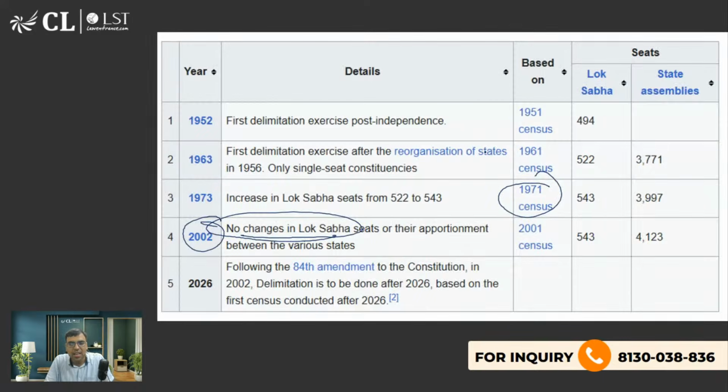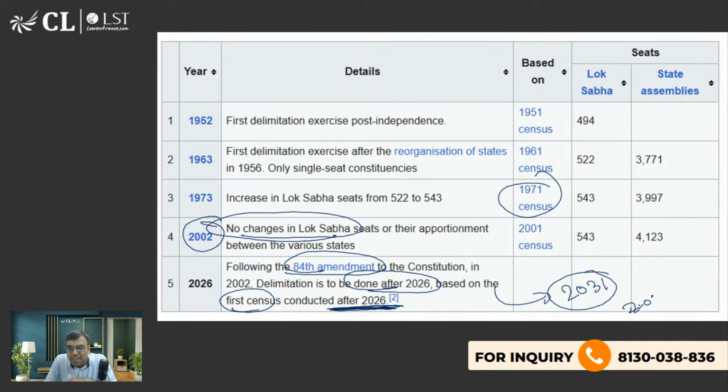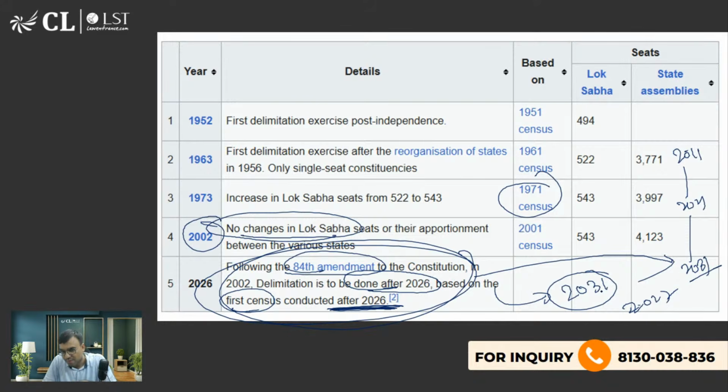Okay, so इन लोगों ने क्या कहा? 84th amendment said delimitation is to be done after 2026 based on the first census conducted after 2026. स्टेटमेंट क्या लिखा था कि 2026 के बाद जो भी पहला सेंसस होगा उसमें डिलिमिटेशन इम्प्लीमेंट होगा. So ideally it should have been 2031, but now it might be even 2027 because 2011 के बाद 2021 and then 2031. So ideally this would have meant after 2031. Yes, कि 2026 के बाद जो पहला सेंसस होगा उसके बाद डिलिमिटेशन होगा. This was the statement by 84th amendment.